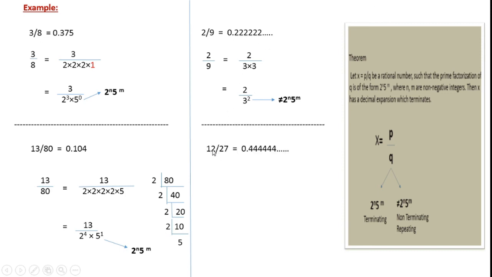The next one, 12 by 27. The prime factorization of 27 is 3, 9 we got, again 3, 3. So we can write 12 by 3 into 3 into 3, so 3 to the power 3. So it is not in the form of 2 to the power n, 5 to the power m. So it is non-terminating repeating.